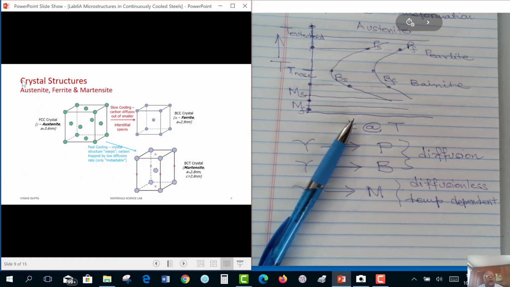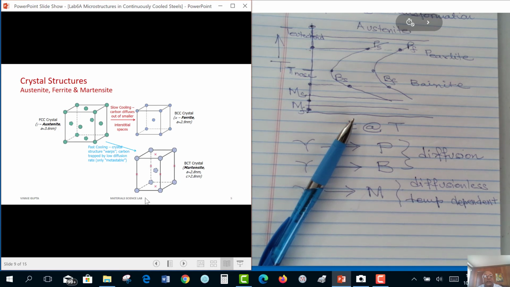So again, I want to emphasize that high temperature austenite is FCC, face-centered cubic. If we cool it slowly, it transforms to ferrite and carbon diffuses out. If we cool it very fast, the carbon doesn't have time to diffuse out. So instead of becoming BCC, it becomes body-centered tetragonal.